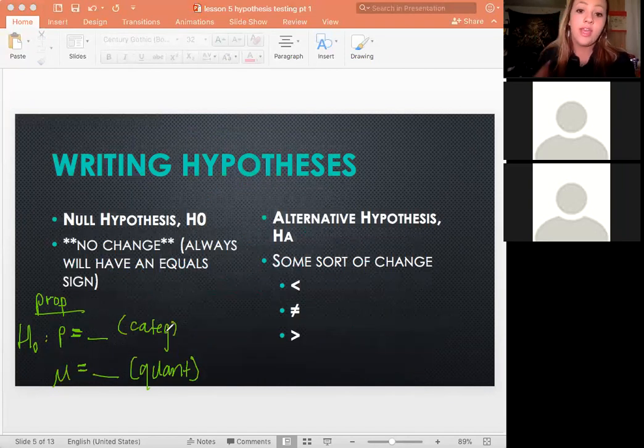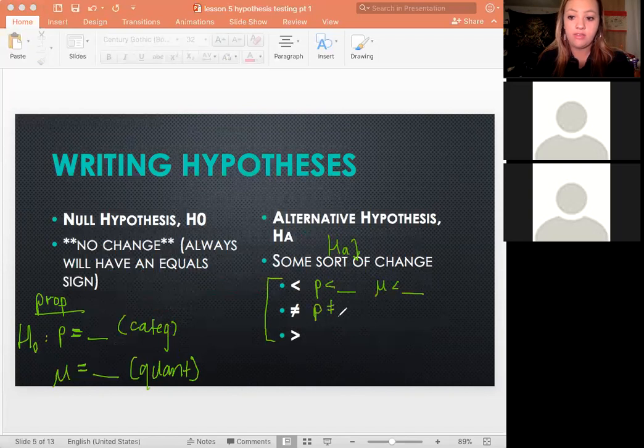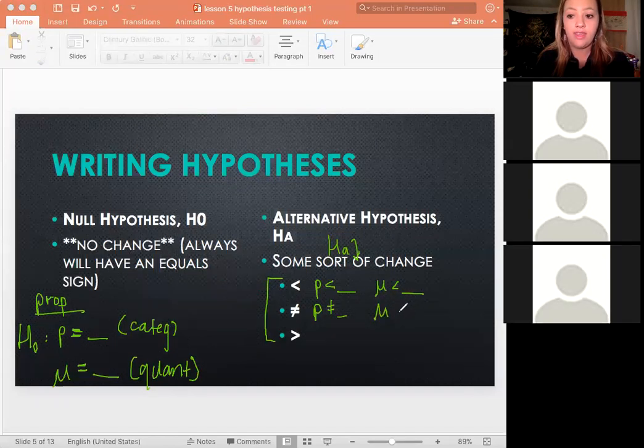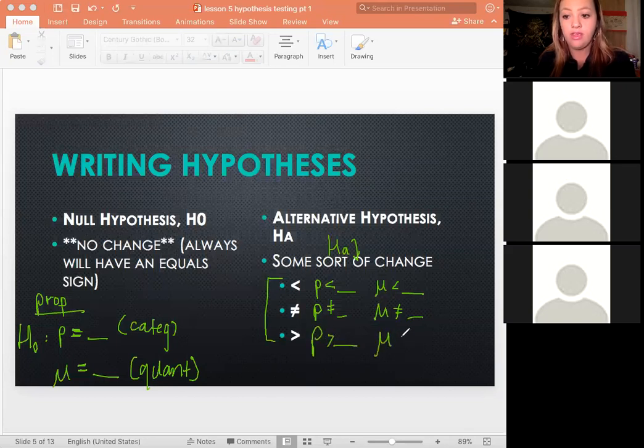And just saying that there's no change for our null hypothesis, and then the alternative hypothesis is going to be saying that there is some sort of change, and that change is going to be one of three options. For our alternative hypothesis, the options I'm writing down here, we can have P is less than something, or mu is less than something, or we can have P is not equal to something, or mu. And you see how I'm using the population symbols, mu and P, not P hat and X bar. You don't want to use those ones. And then, or P is greater than a value, or mu is greater than a value.